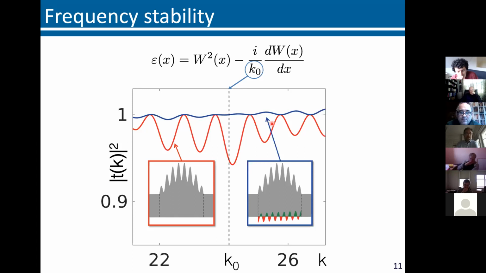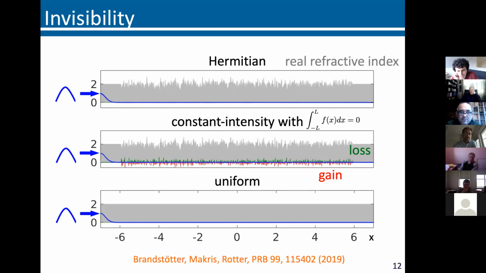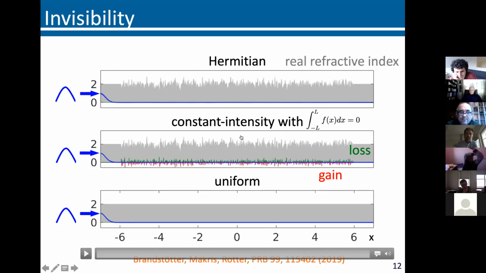And if we have such a broadband invisibility, this means we should be able to send a pulse through it. And this is what is shown in this animation here. So we have on top here a Hermitian system without gain and loss. Then here we have the constant intensity wave system with the adapted gain and loss. And in the bottom panel, I show you the uniform background medium where there's no disorder at all. This is just the n0 medium that serves as the reference.